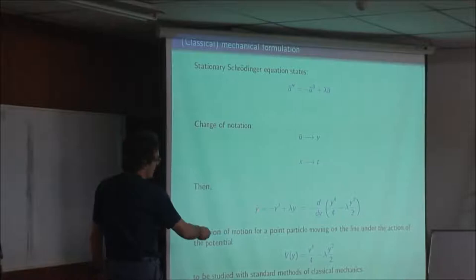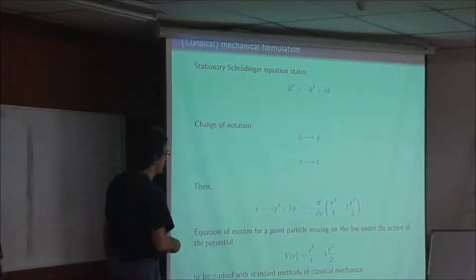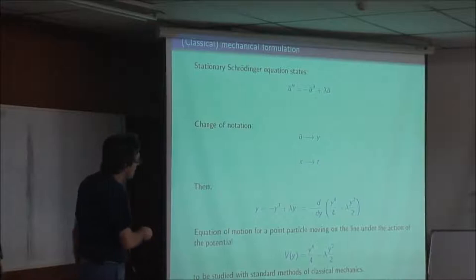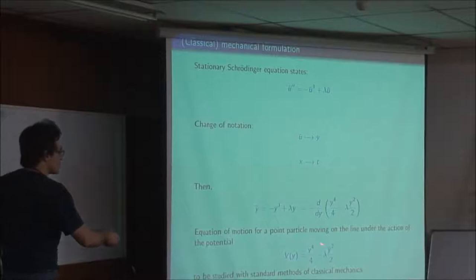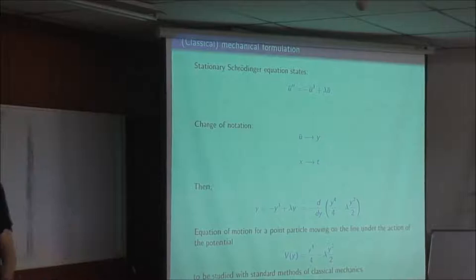It's exactly the same. And notice that these terms here can be written as minus the derivative of this potential, which is a very simple polynomial, epsilon y to the fourth power over 4 minus lambda y to the second power over 2. So this can be interpreted as a classical mechanics equation. So this is the equation of motion for a point particle of mass equal to 1. Mass is not here, so mass is equal to 1. This is the acceleration on a line denoted by the coordinate y, and under the action of this potential. And this can be studied with methods of classical mechanics. And this is what I'm going to do now.